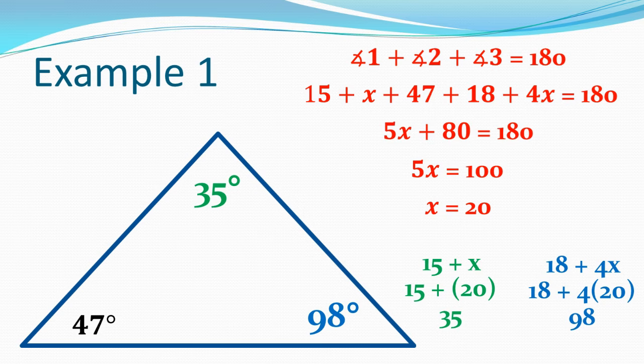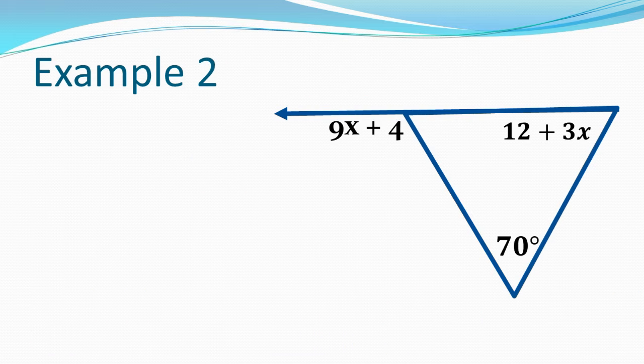If I wanted to check, I can see that 47 plus 35 gives me 82. 82 plus 98 is going to give me 180. So all of my interior angles add up to 180, even though they started with variables and as algebraic expressions. Let's look at another example that involves an exterior angle.